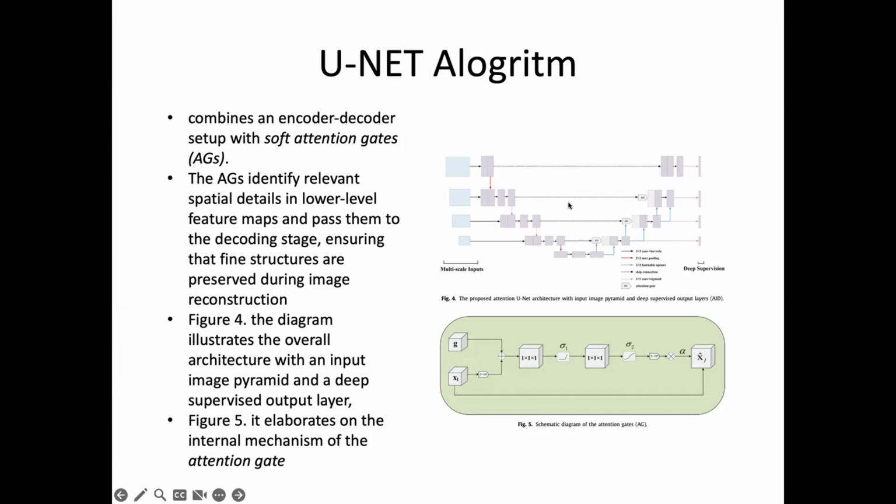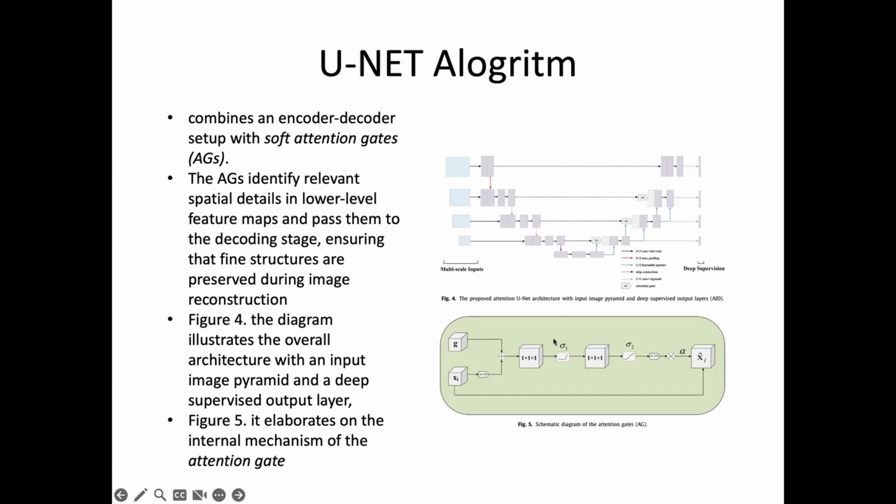For figure 4, the diagram illustrates the overall architecture with an input image pyramid and a deeply supervised output layer, and emphasizes the hierarchical learning of spatial features across scales. This approach uses skip connections, which preserve spatial context and facilitate the integration of high-resolution local features with low-resolution global features, thereby supporting improved visualization of cardiovascular structures.